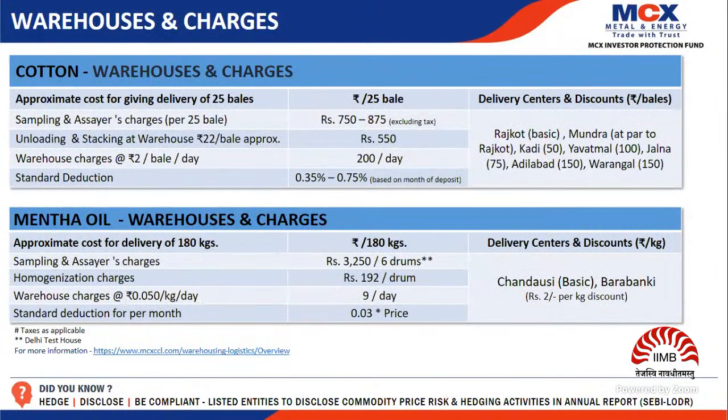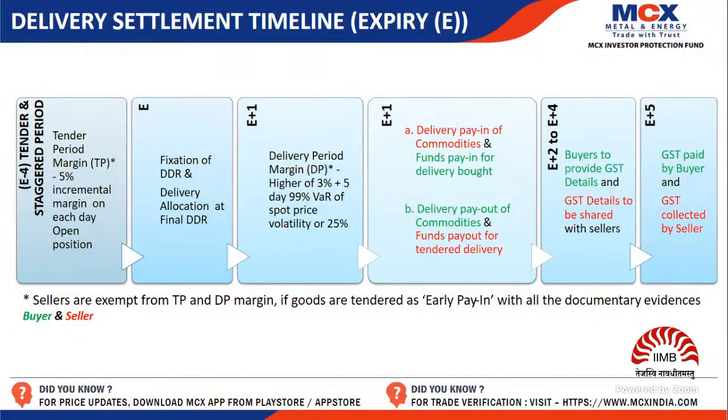Even cotton is also deliverable, mentha oil or even rubber is also deliverable. So I told you, you can take delivery. What is the process? Even in the slides we saw that the delivery logic is compulsory delivery. If you ask me, sir, if I buy, I don't want to take delivery, can I still participate?